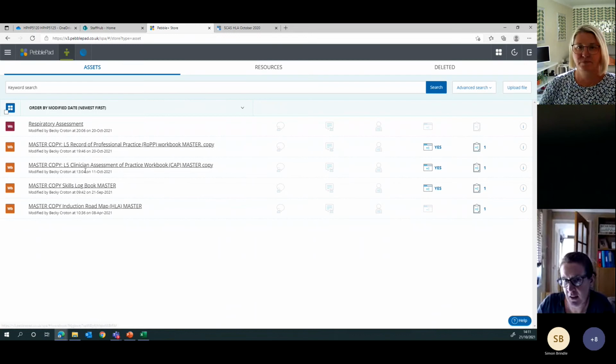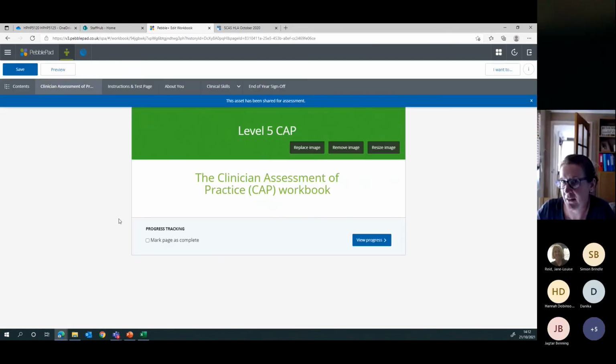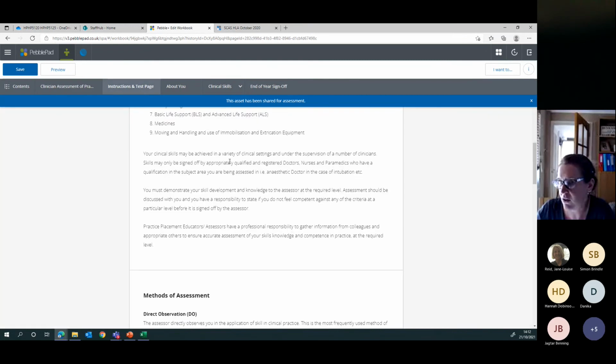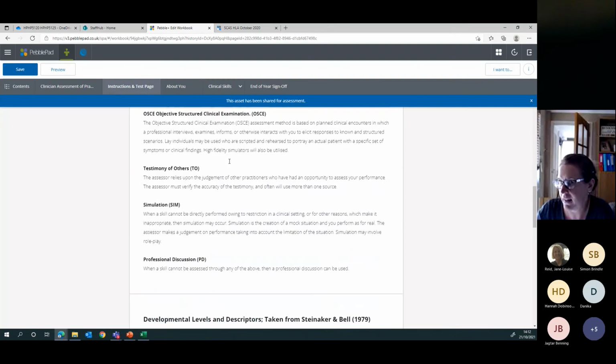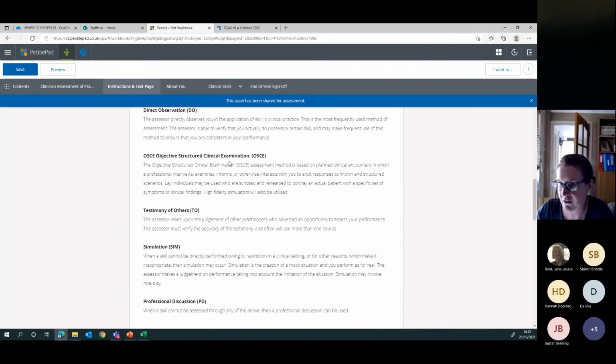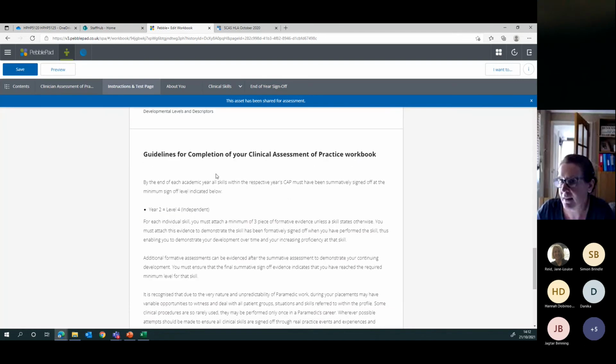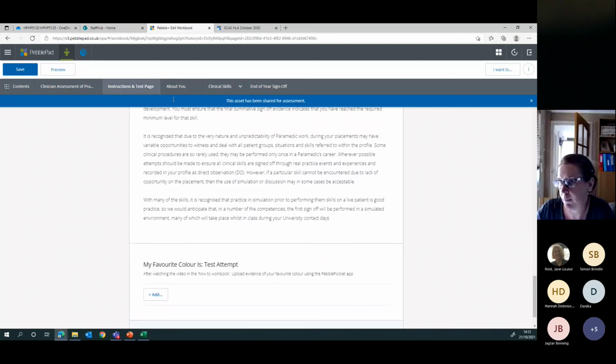So the different workbooks that you need to be involved with, I'll show you them now, and I'll show you quickly how you navigate through them. There's the CAP workbook, which is the clinician assessment of practice. There's an instructions page, and it sets everything out for the students as to what needs to be done. It's got some information in there about methods of assessment, but we'll touch on these later in the presentation. Again, the developmental levels and descriptors we'll talk about later, but all this information is included in the workbook.